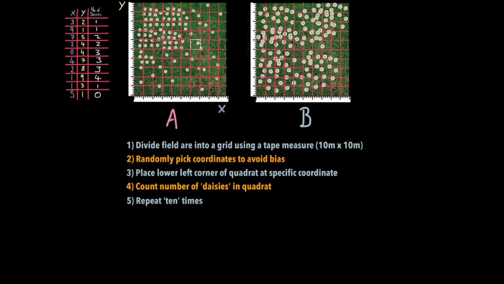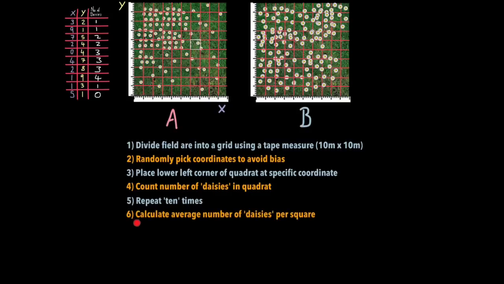So what I've done so far is place the lower left corner of the quadrat at specific coordinates and counted the number of daisies in each quadrat. I've then repeated this 10 times. The number of times you repeat it really depends on the size of the field. If it's absolutely massive, you may want to take more samples.